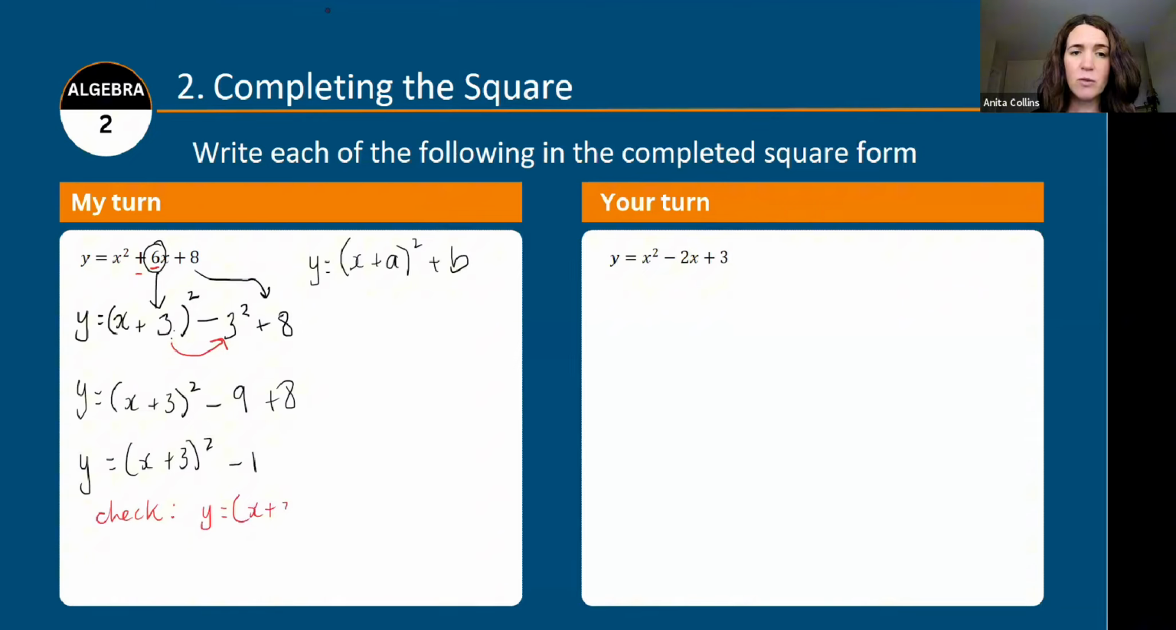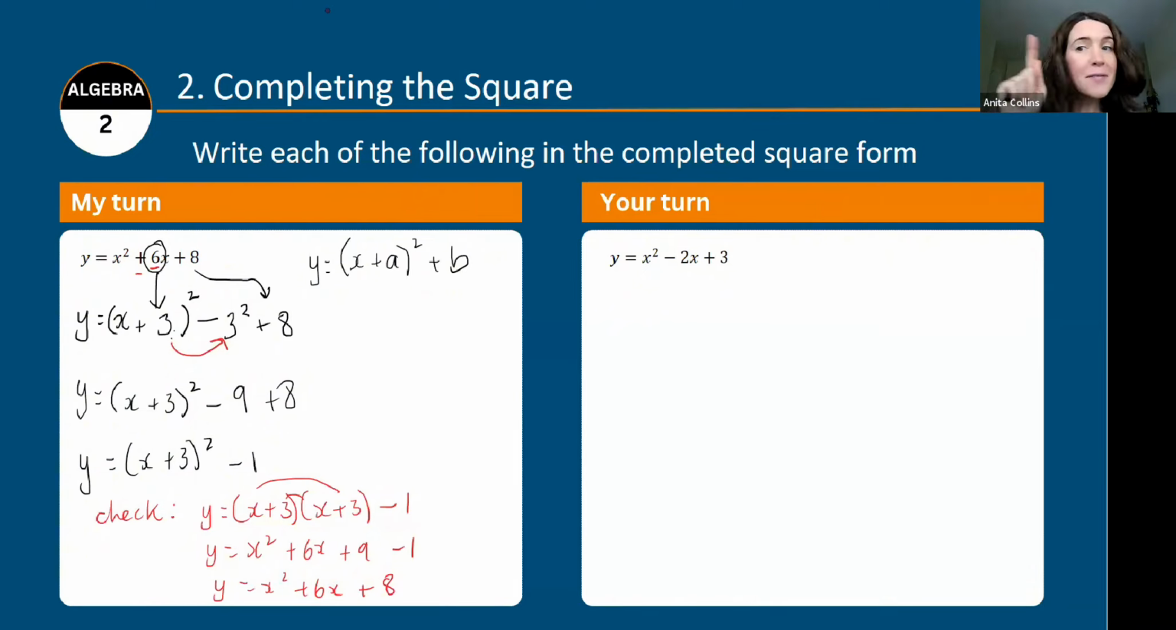So x plus 3 squared is x plus 3 times x plus 3, minus 1, which is equal to x squared plus 3x plus 3x, which is plus 6x. 3 times 3 is 9, minus 1. y is equal to x squared plus 6x plus 8. These steps will always work. The song works. All right, write it down, sing the song a few times, and have a go at the question on the right.